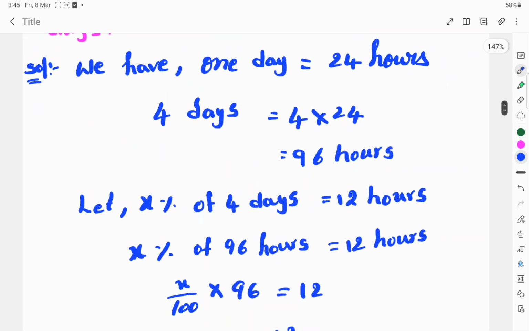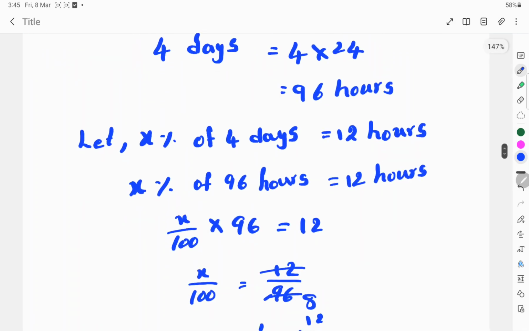Let x percent of 4 days be equal to 12 hours. X percent of 96 hours is equal to 12 hours, because 4 days is equal to 96 hours. So, x percent means x by 100. So, x by 100 into 96 is equal to 12.